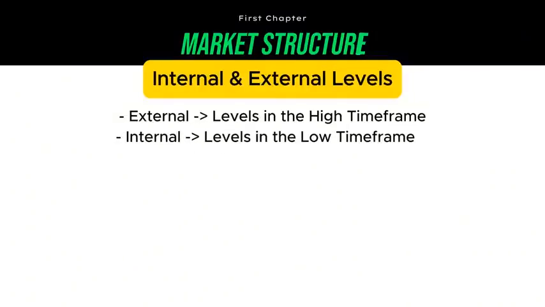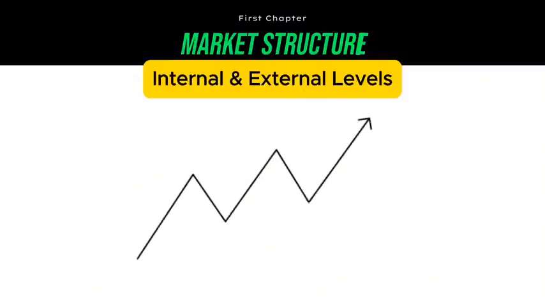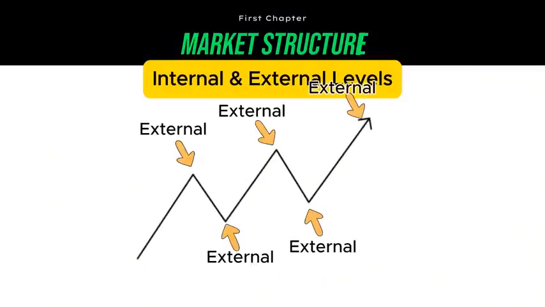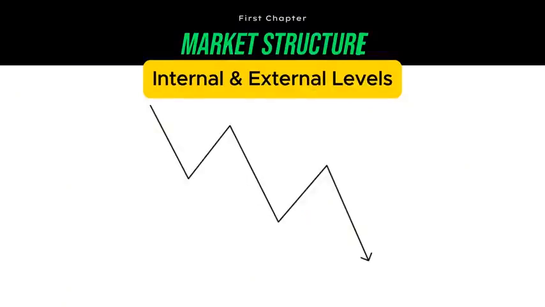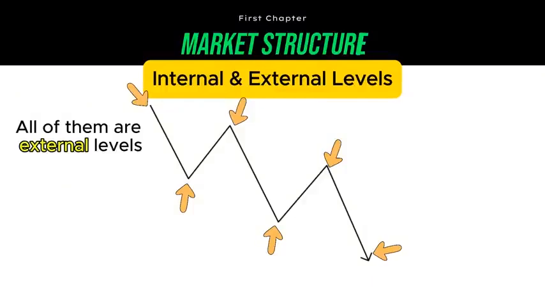Let's take the uptrend scenario first. On the simple structure, it's easy. The external levels are the major highs and lows. There is no internal structure in this example. Same goes for the simple downtrend. The only levels are the external levels, and they are each major high and low.